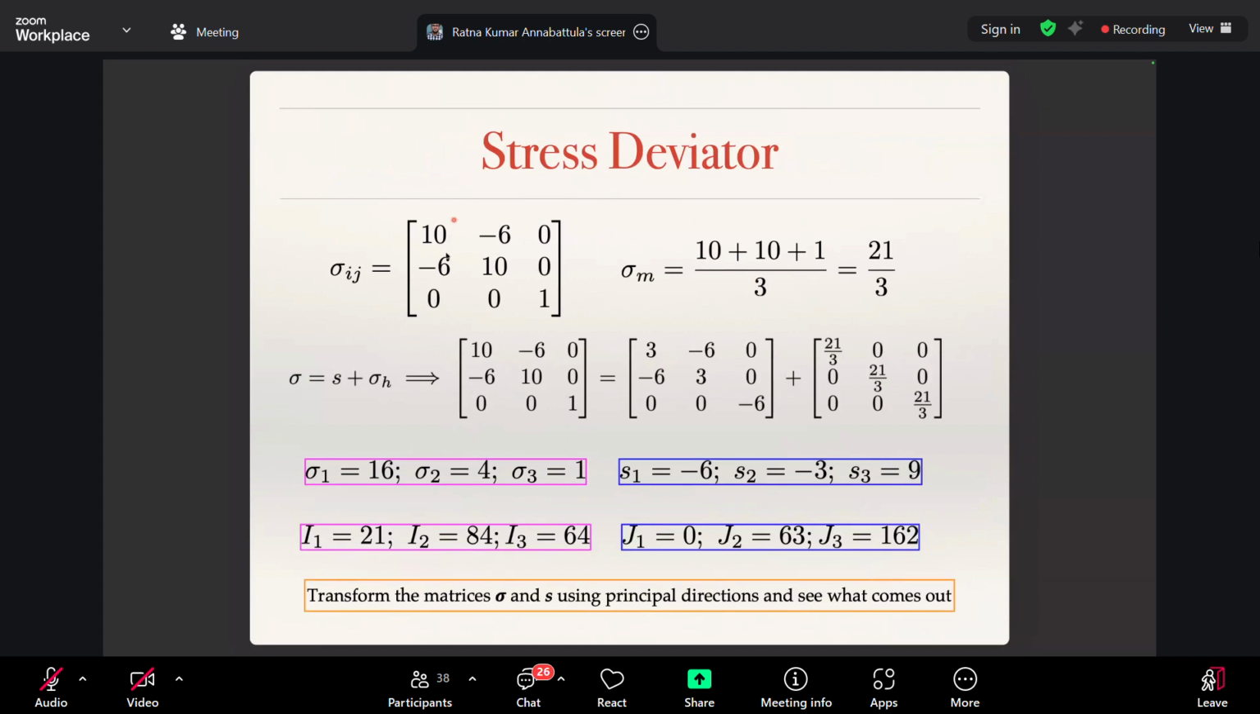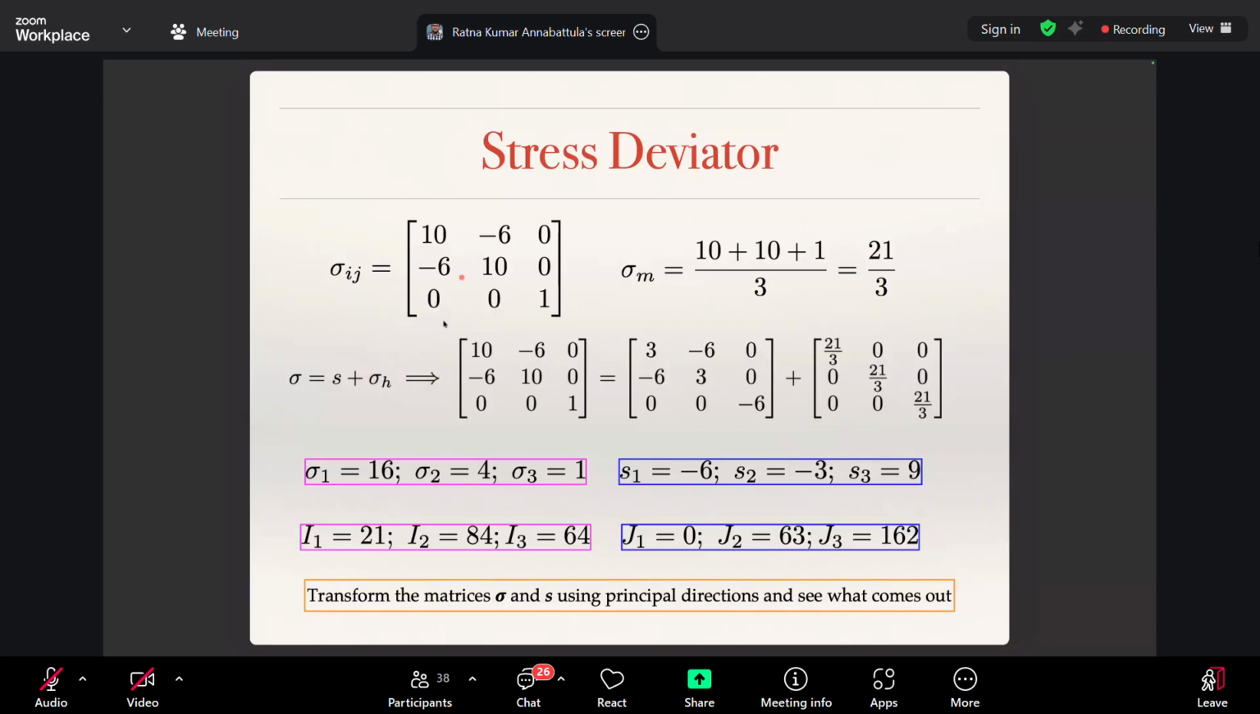Now, let us say this is the state of stress. Please note it down: 10, minus 6, 0; minus 6, 10, 0; 0, 0, 1. For this state of stress, I would like you to compute the hydrostatic part and deviatoric part. It is written here, but I would like you to make sense out of it.